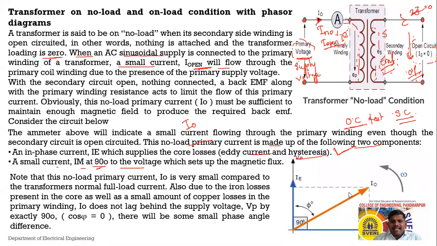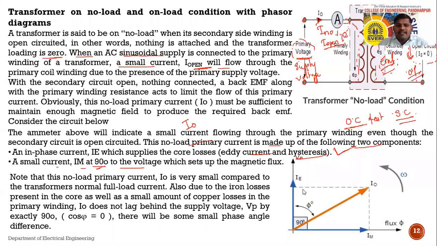Okay, so this is the phasor diagram of the no load condition. When the transformer is on no load condition, this is the phasor diagram. While drawing the phasor diagram, consider the flux phi as the reference phasor. If the flux phi is the reference phasor, then we want to derive the no load current taken from the supply.